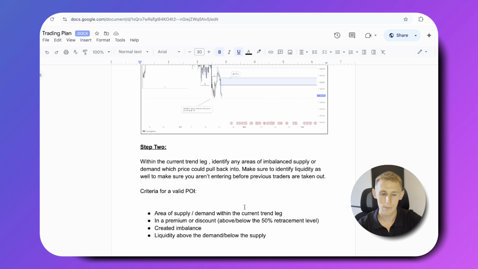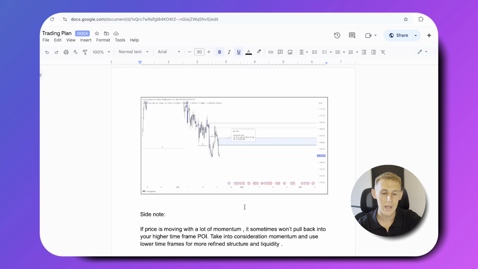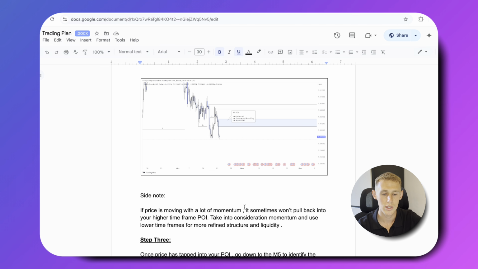Now, obviously, when price comes into these areas, we don't want to just blindly buy or sell from them. We want to wait for some sort of confirmation that price wants to hold the area.